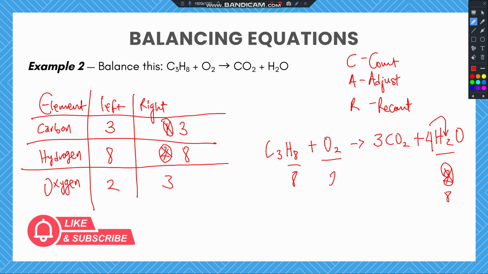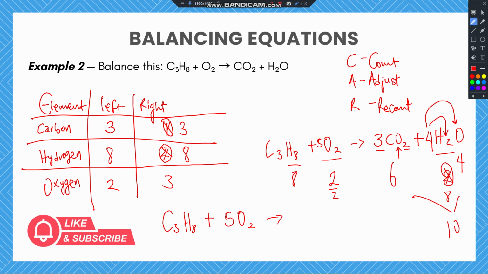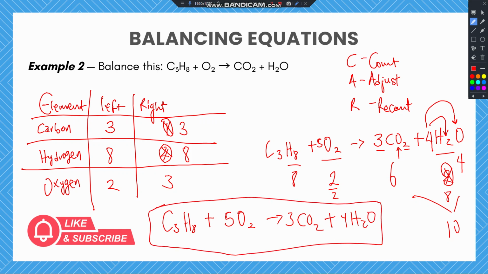And then finally we move to the last one, which is oxygen. On the left hand side we have 2. On the right hand side, oxygen appears here having a subscript of 2 and a coefficient of 3. That makes 6. And over here there is a coefficient of 4. That makes 4. 6 plus 4 gives 10. And on the left side there is just 2. So we introduce a coefficient of 5 to balance it fully. So altogether we have C₃H₈ plus 5O₂, yielding 3CO₂ plus 4H₂O. This is the final and full chemical equation.